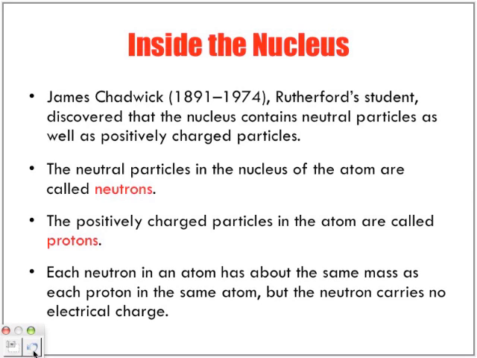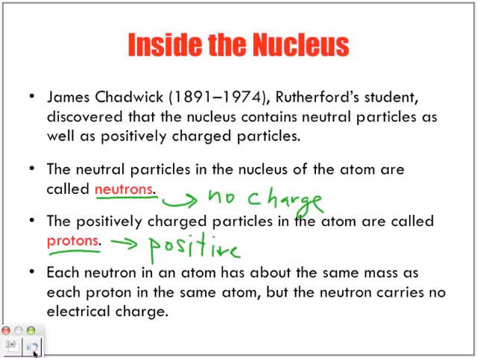Each neutron in an atom has about the same mass as each proton in the same atom, but the neutron carries no electric charge. So, neutron, no charge. And we're going to see this again. Proton, positive charge. And we looked earlier at the electron, and the electron had a negative charge to it.